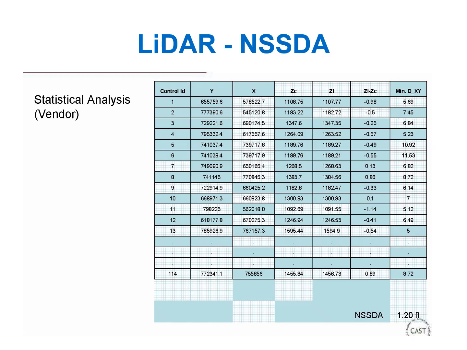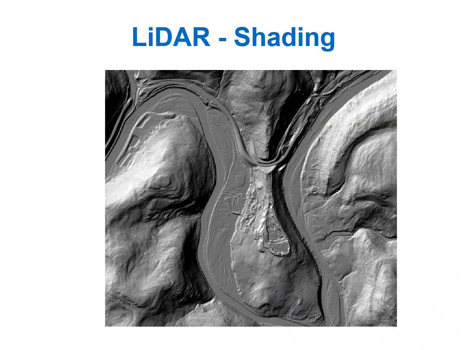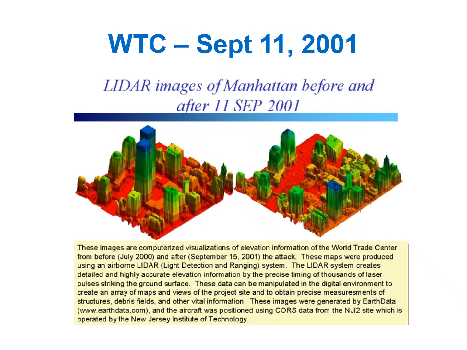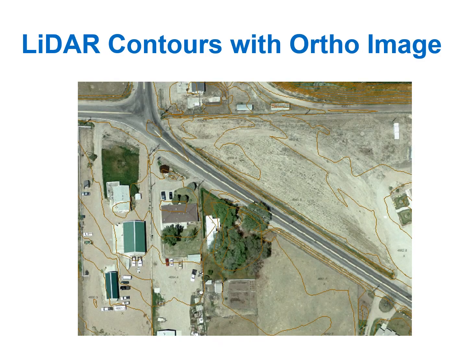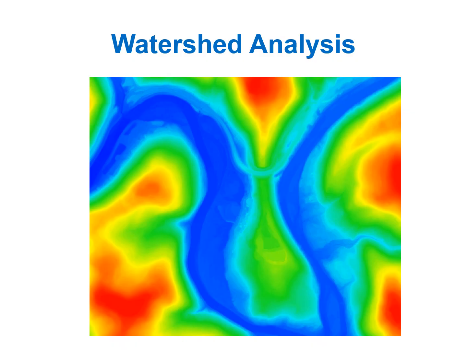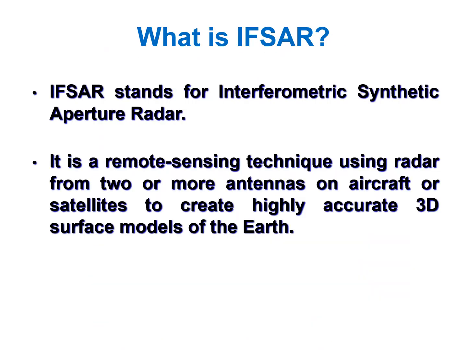LiDAR NSSDA and ASPRS accuracy check. LiDAR for Grand Canyon. LiDAR shading. This is LiDAR images of Manhattan before and after the 11th of September 2001. Mass points and break lines. LiDAR contours with ortho image. Watershed analysis. River 3D perspective.